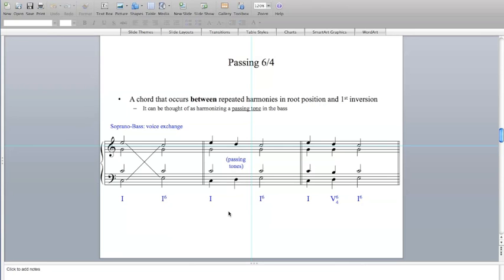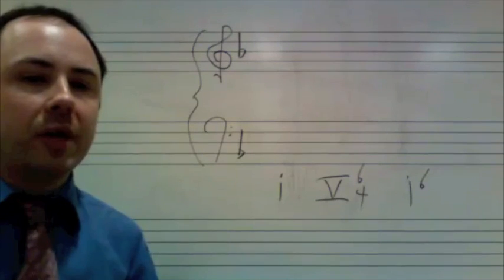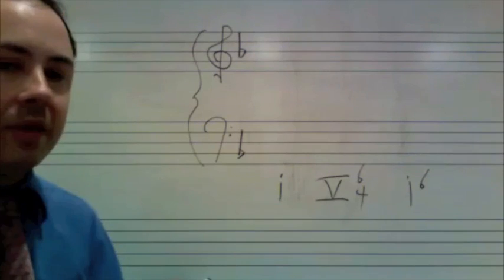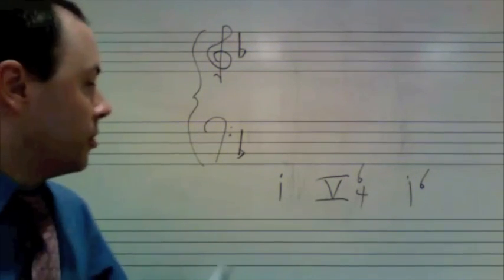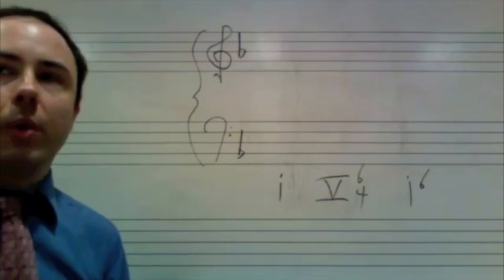That's a passing 6/4. You can think of it as harmonizing a passing tone in the bass between a root position chord and a first inversion chord. Let's write a progression in minor this time. D minor, we're going to start with a root position 1 triad to a 5-6-4 to a 1-6.